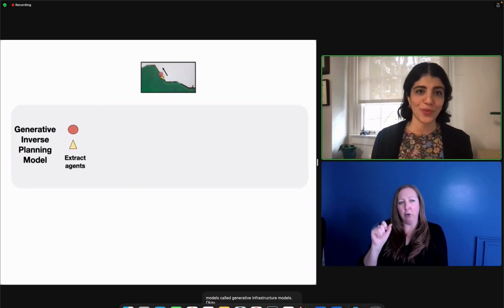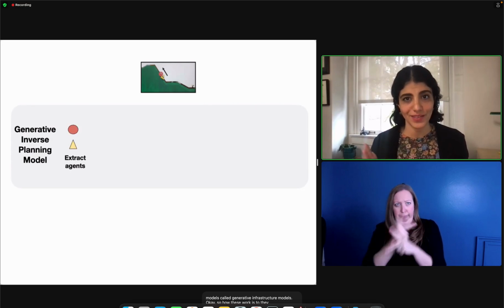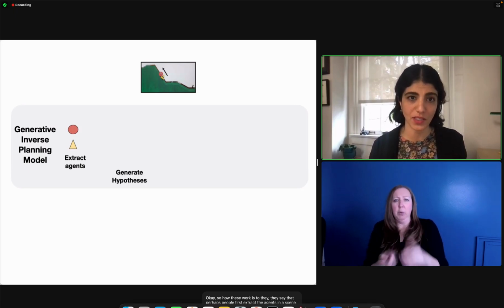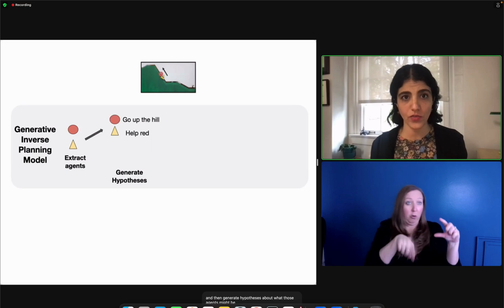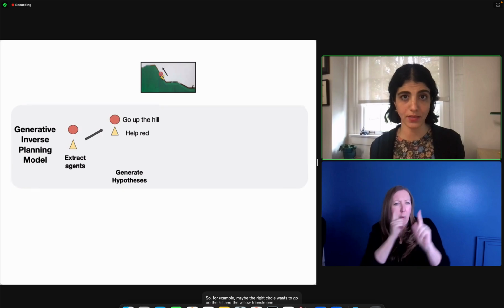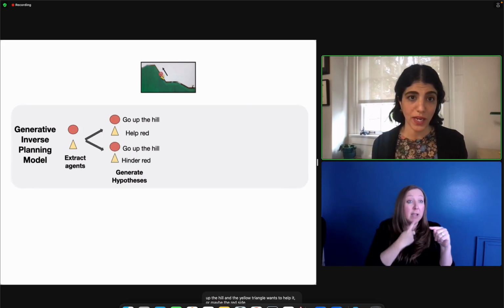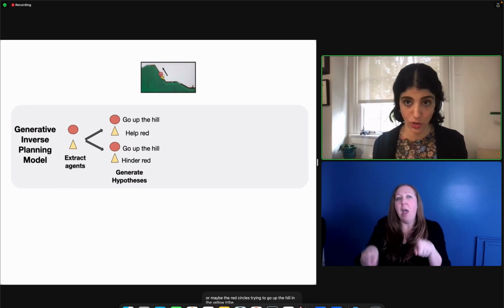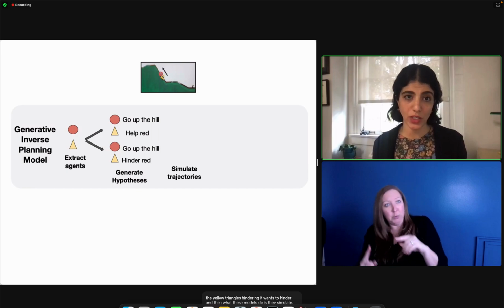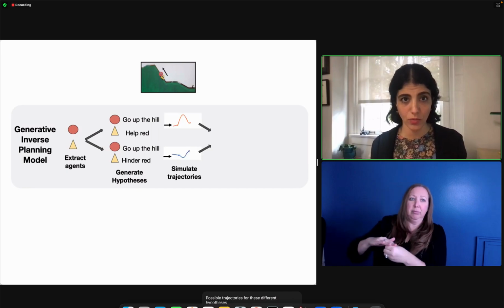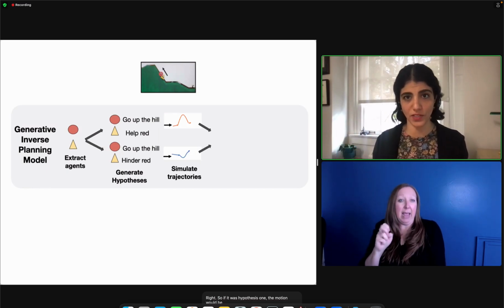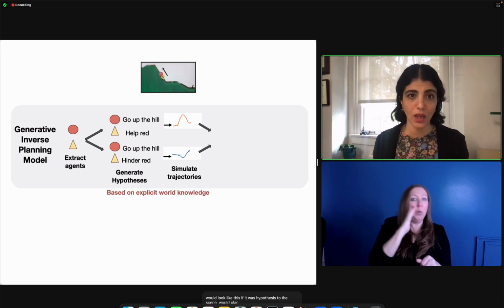Okay, so how these work is they say that perhaps people first extract the agents in a scene and then generate hypotheses about what those agents might be doing. So for example, maybe the red circle wants to go up the hill and the yellow triangle wants to help it. Or maybe the red circle is trying to go up the hill and the yellow triangle wants to hinder it. And then what these models do is they simulate possible trajectories for these different hypotheses, right? If it was hypothesis 1, the motion would look like this. If it was hypothesis 2, the scene would play out like that.